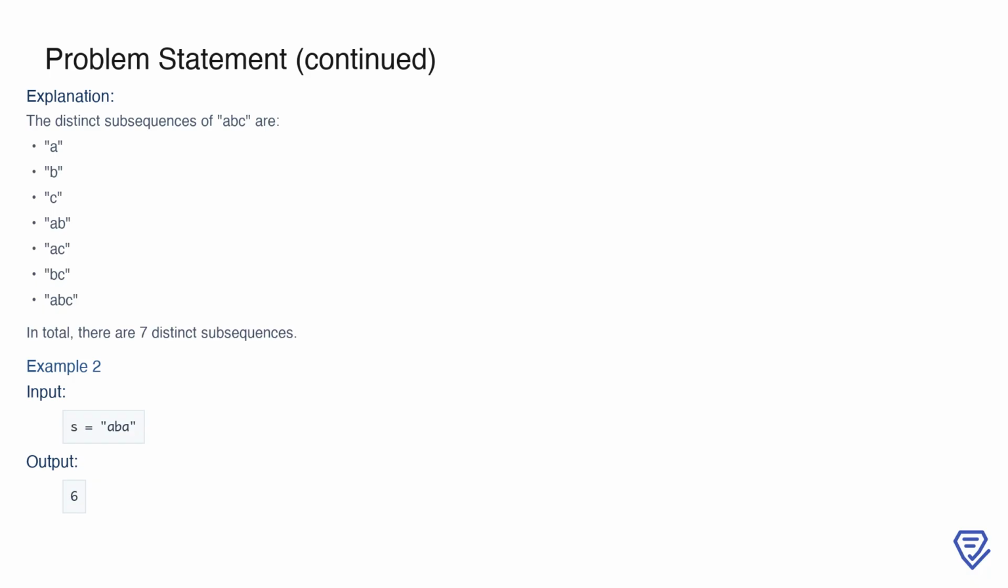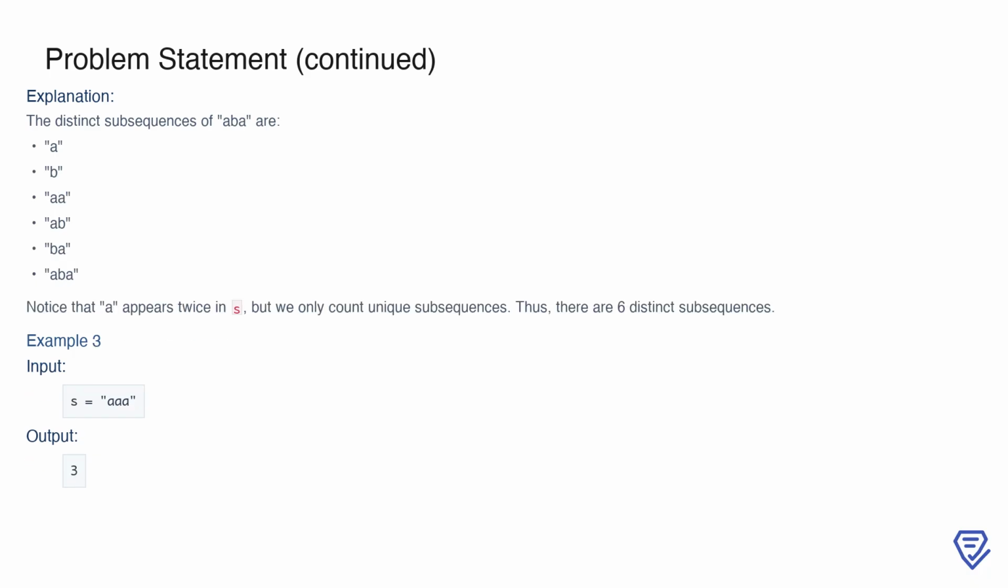Now, consider another example where S is ABA. This time, the output is 6. While A appears twice in the string, we only count it once because we are interested in unique subsequences. For the string ABA, the distinct subsequences are A, B, AA, AB, BA, and ABA. Notice how duplicates, like the second A, do not contribute new subsequences.